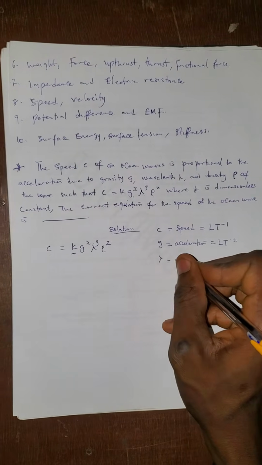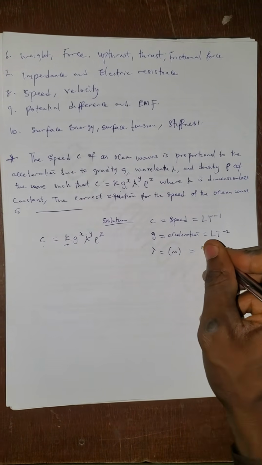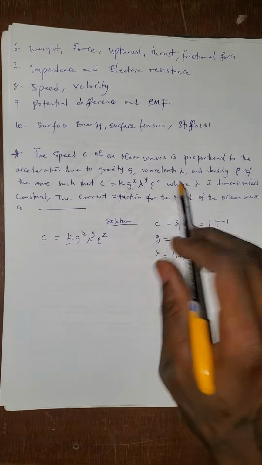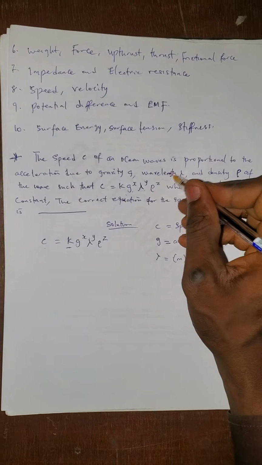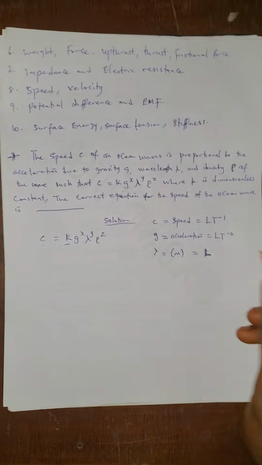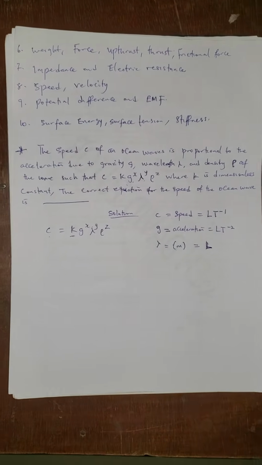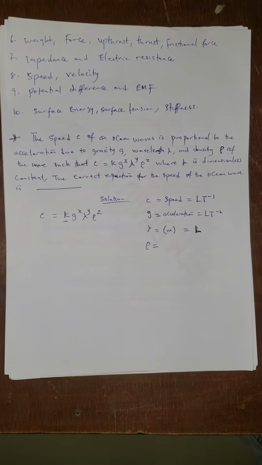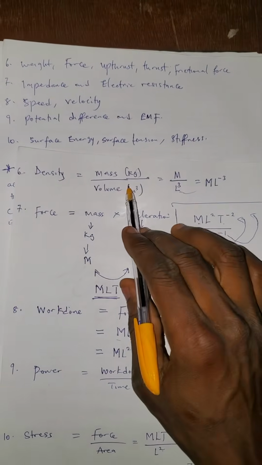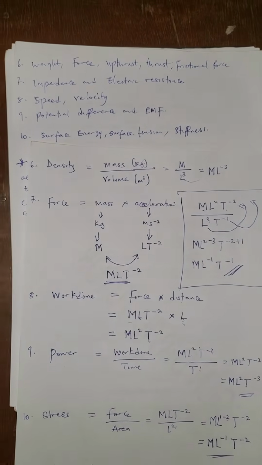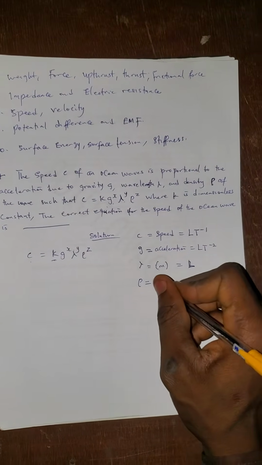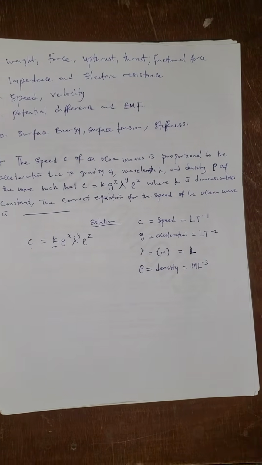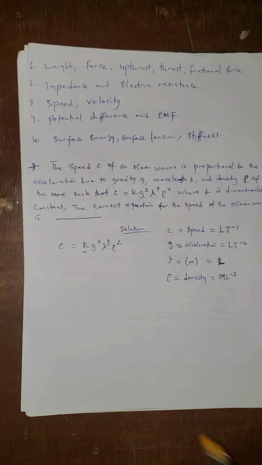We have lambda. Lambda is measured in meter. That's the wavelength. They even said it, that wavelength, so it is length. It's measured in meter, so the dimension will be L. And we have density. I gave you the dimension for the density. So density is mass over volume, and it is ML raised power minus 3. So that is density, and that's ML raised power minus 3. So now let's get into the equation back.